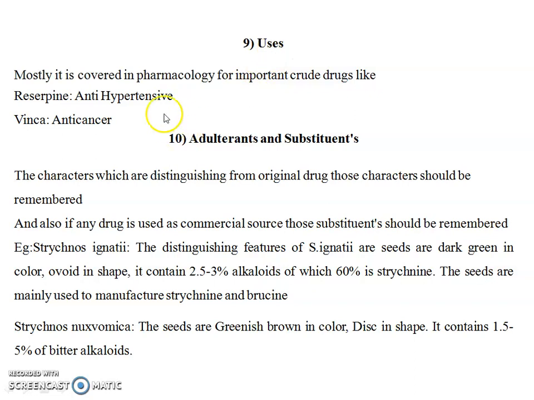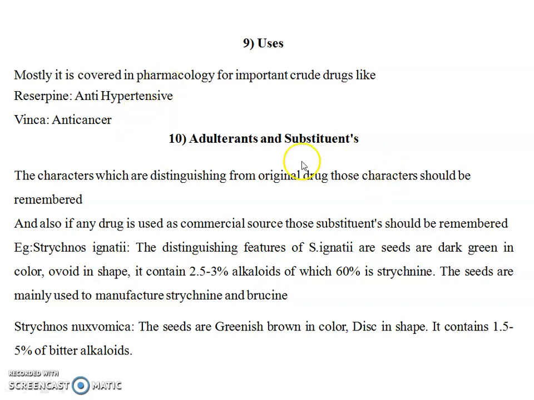Now coming to the uses. In the uses, most of the drugs you are going to study also come under pharmacology. So it is going to be very easy for you to remember the uses, as you are going to cover them in the pharmacology subject also, like reserpine, antihypertensive, Vinca, anti-cancer drug. So that's the easy part. In pharmacognostic studies, the most important points to be remembered are the synonym, biological source, and chemical constituents. In the biological source, note the plant part, plant name and family.